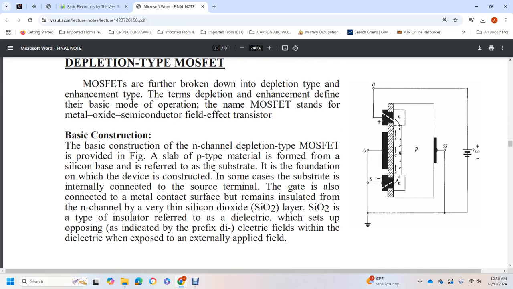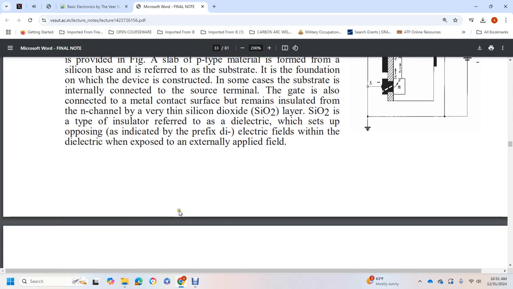The basic construction of the N channel depletion type MOSFET starts with a slab of P type material formed from a silicon base, referred to as the substrate, the foundation on which the device is constructed. In some cases the substrate is internally connected to the source terminal. The gate is connected to a metal contact strip that remains insulated from the N channel by a very thin silicon dioxide layer. Silicon dioxide is a type of insulator referred to as a dielectric, which sets up opposing electric fields within the dielectric when exposed to an externally applied field.